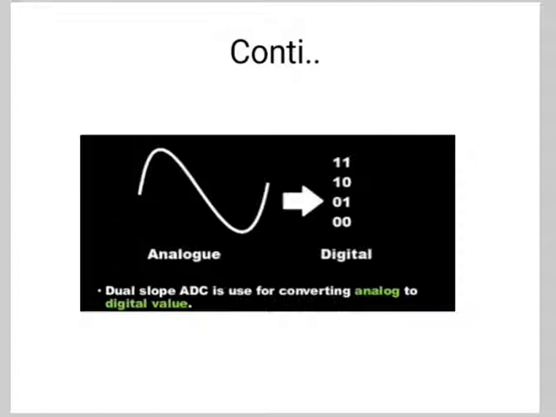So this dual slope integration type of A to D conversion is a very popular method for digital voltmeter applications. When compared to other types of ADC techniques, the dual slope method is slow, but it is quite adequate for digital voltmeters used for laboratory measurements.